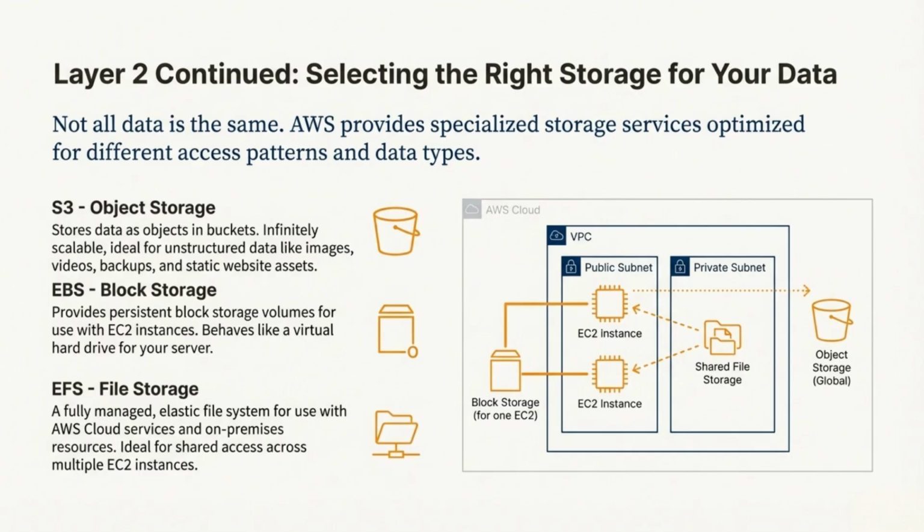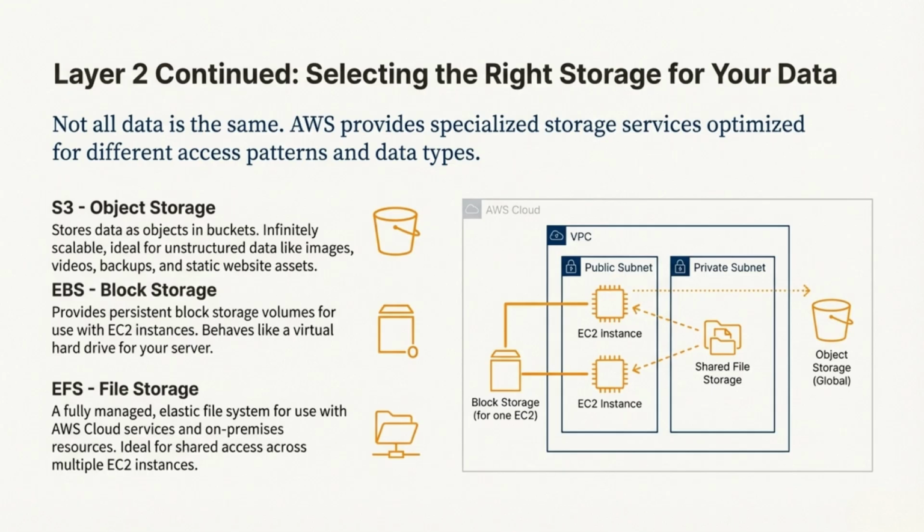Selecting the right storage for your data. Not all data is the same. AWS provides specialized storage services optimized for different access patterns and data types. S3, object storage. Stores data as objects in buckets. Infinitely scalable, ideal for unstructured data like images, videos, backups, and static website assets.